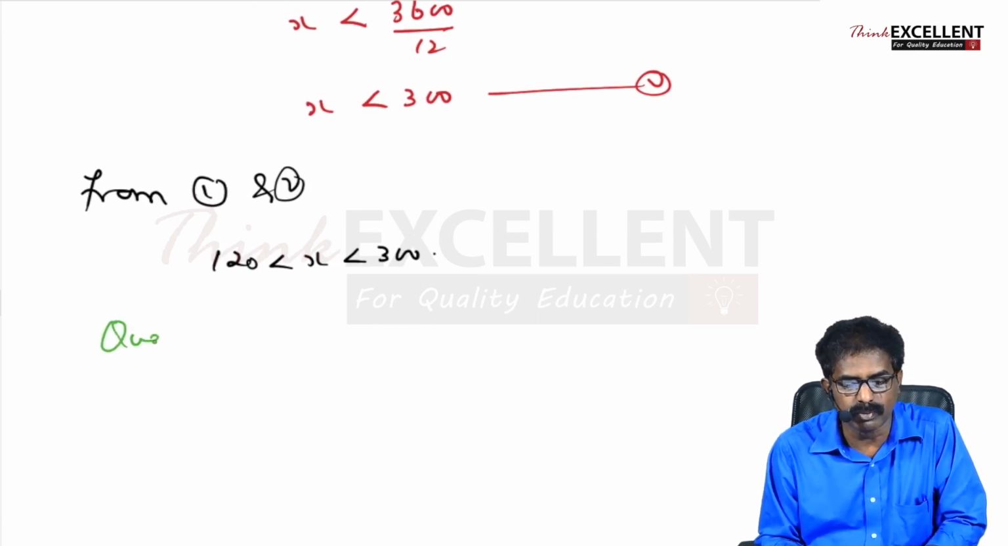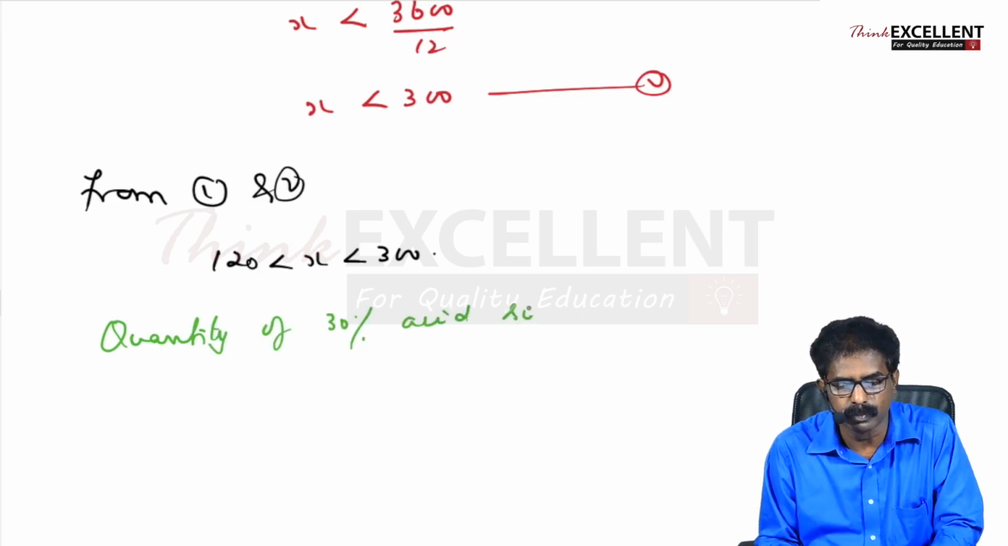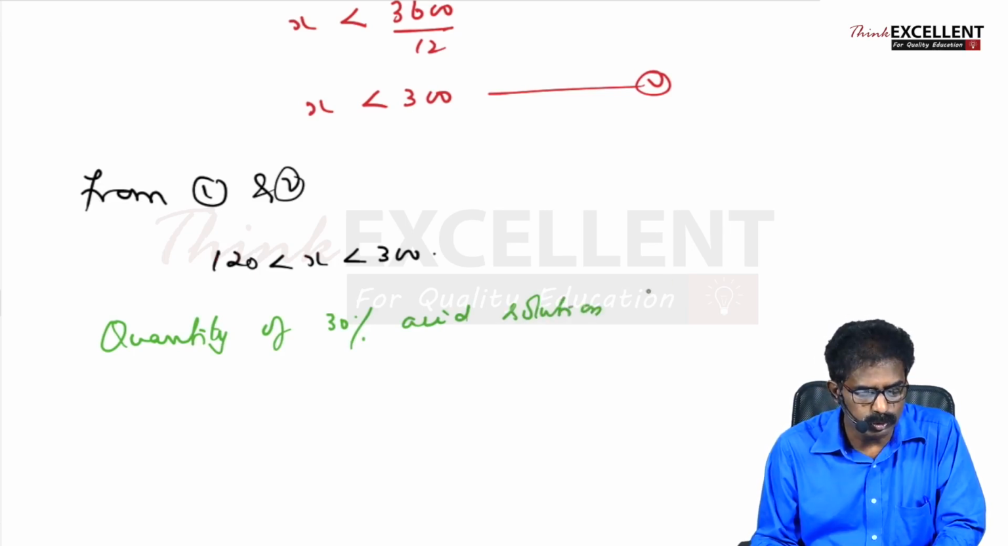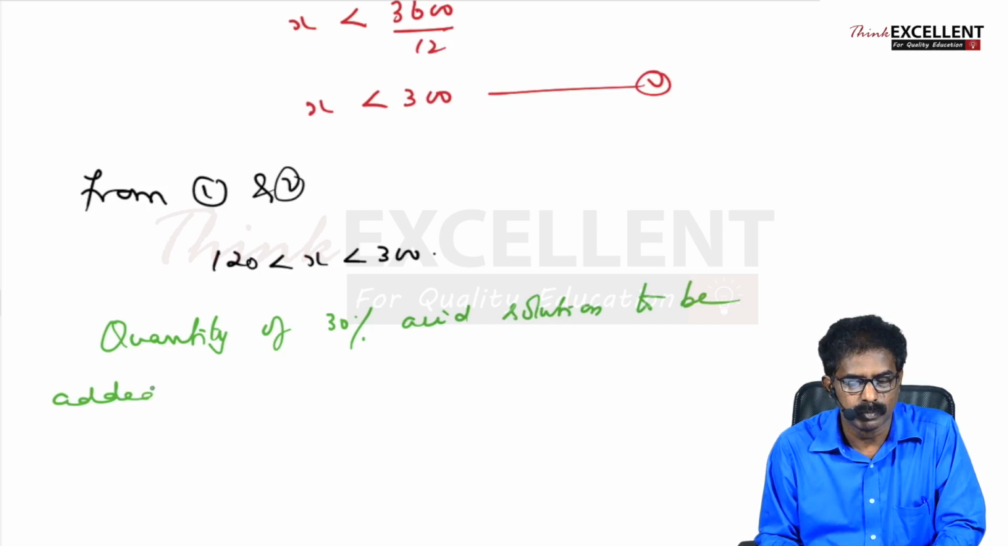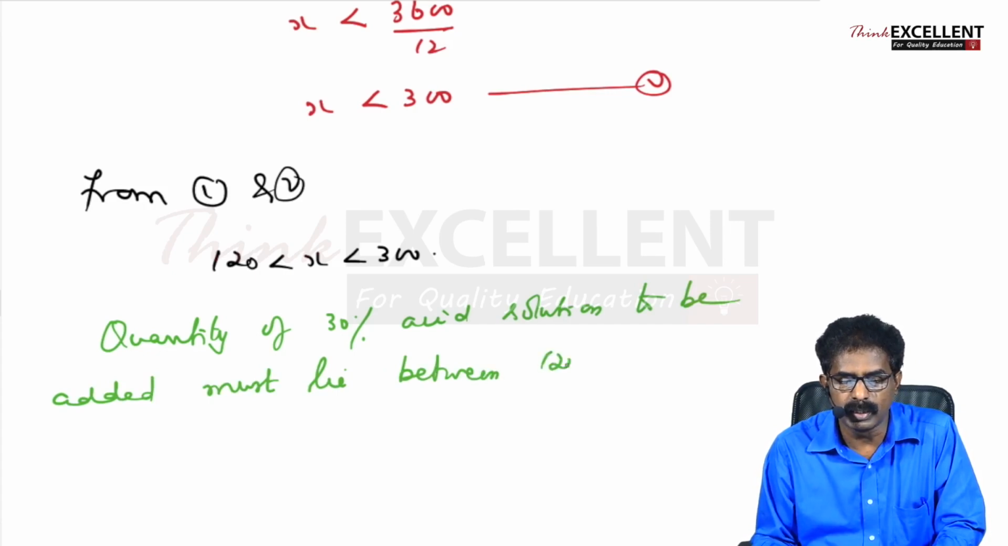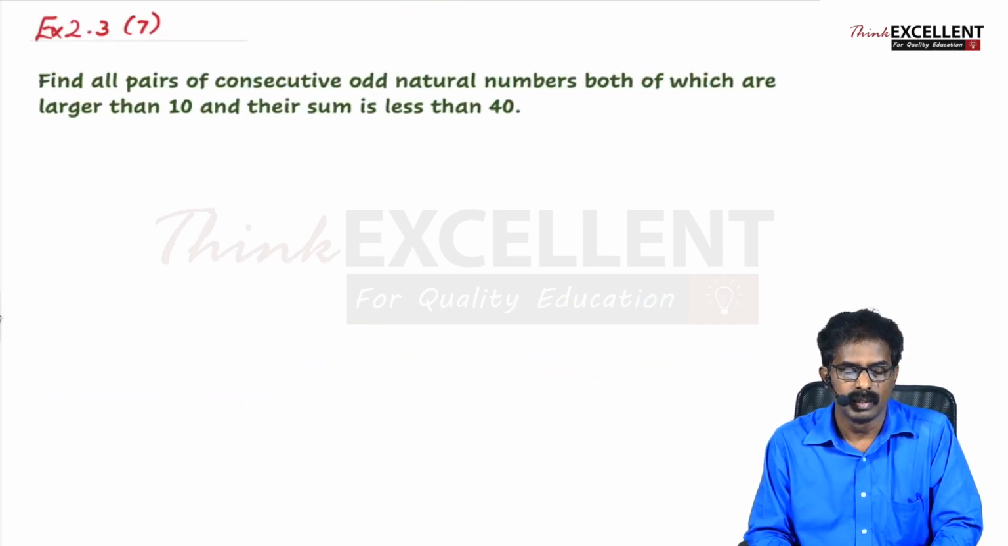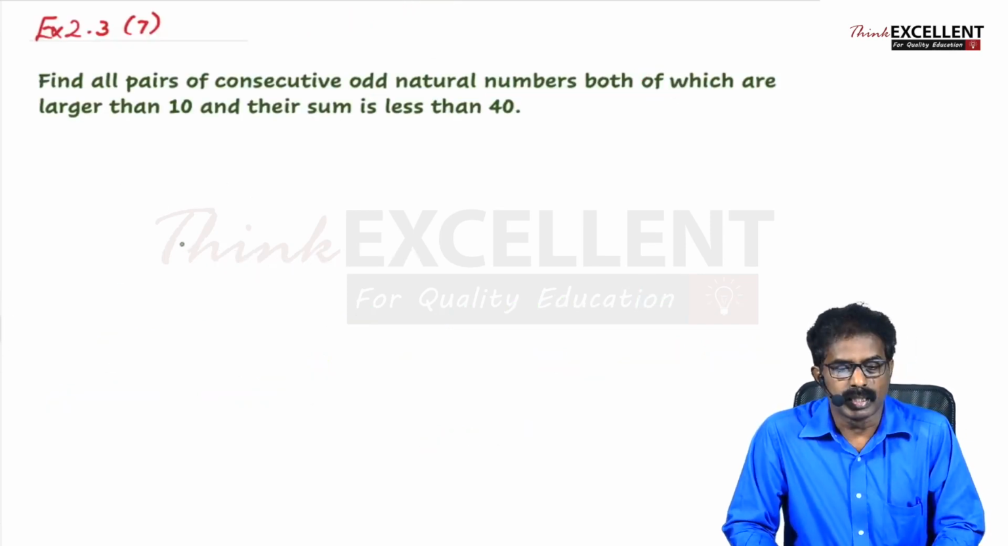Therefore, the quantity of 30% acid solution to be added must lie between 120 liters and 300 liters. Okay, so it's a very important question. Go through that. Now look at the next question.